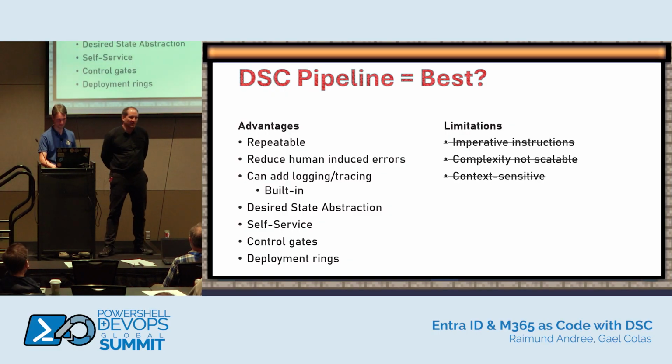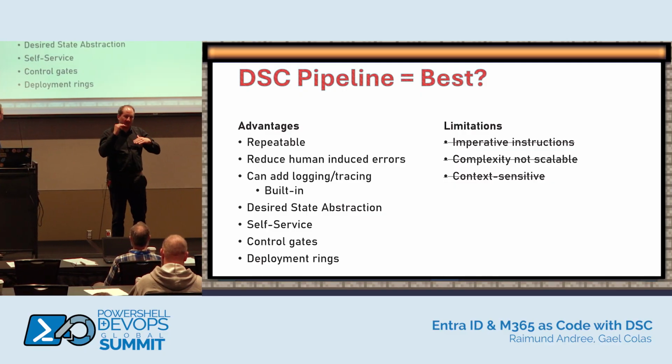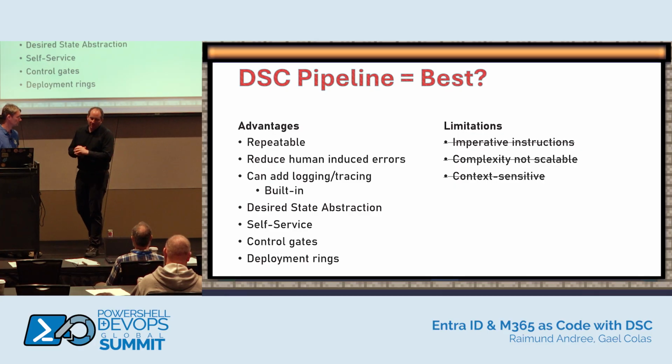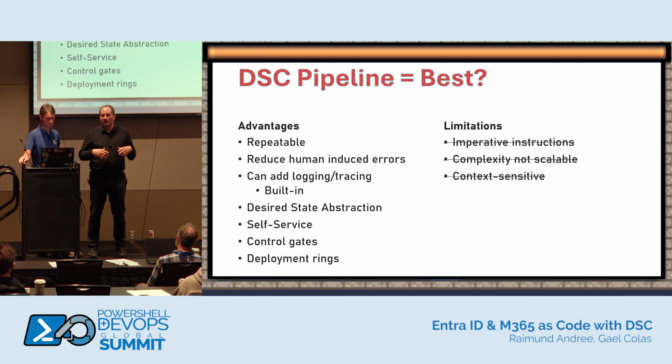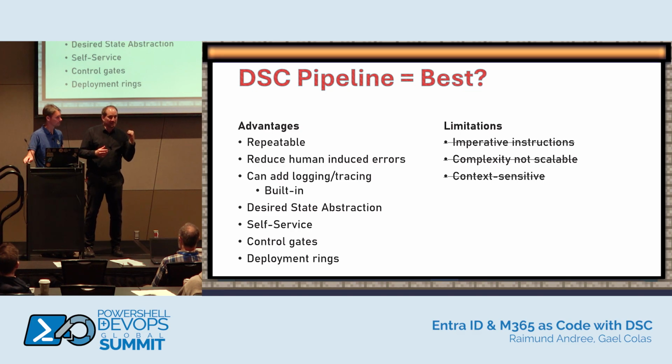Okay, so DSC pipeline. We had DSC out of the box, and that's why we make the difference with the DSC pipeline. So is the DSC pipeline the best thing ever? Not quite, but we're getting there. We have something which is still repeatable. It reduces human-induced errors. You can add logging and tracing, and in this case, it's built in.